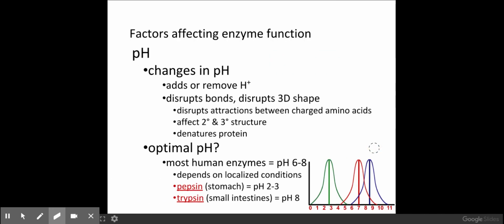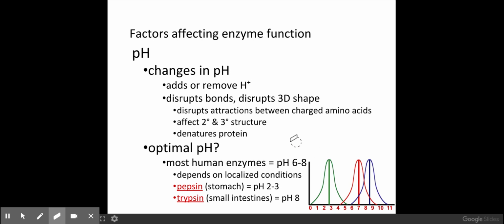So just to understand how that works on a chemical level, when you change the pH, you're basically adding or removing hydrogen ions. And those hydrogen ions can disrupt the bonds. Again, you have those attractions between the charged amino acids in your secondary and tertiary structures. And so if you are disrupting those bonds, you can change the shape and denature the protein. And remember, proteins depend on their structure to function. So if you change the shape of the enzyme, you change its function.